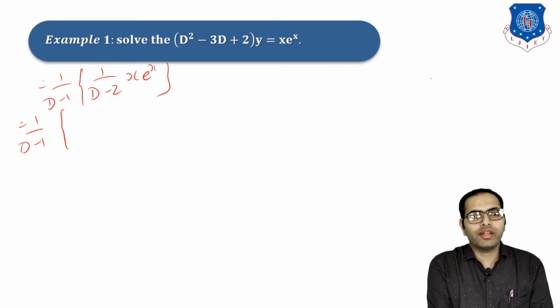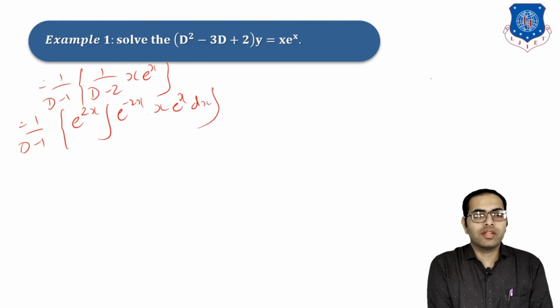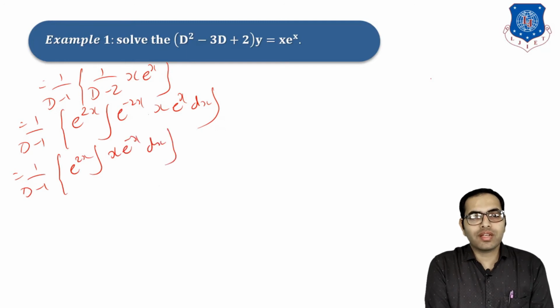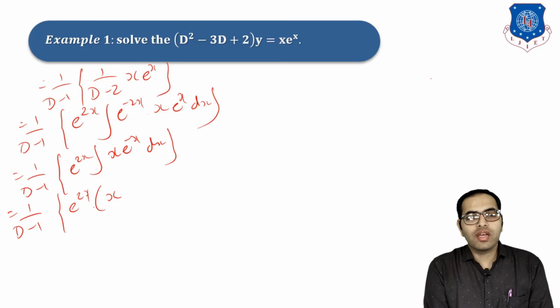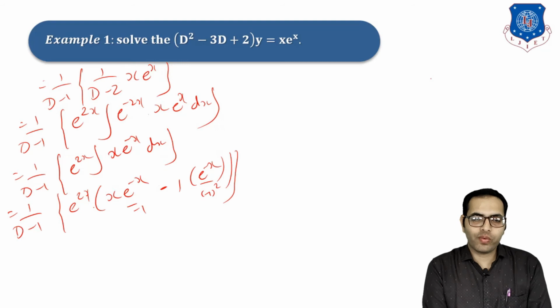Then applying this formula, (D - 1) here: e^(2x) integral of e^(-2x) into r of x dx. Now this term will cancel out, then 1 upon (D - 1) e^(2x) into x e^(-x) dx. Now again simplify that term, then 1 upon (D - 1) e^(2x), using u as it is, integral of v minus derivative of u integral of v, upon (-1) whole squared.